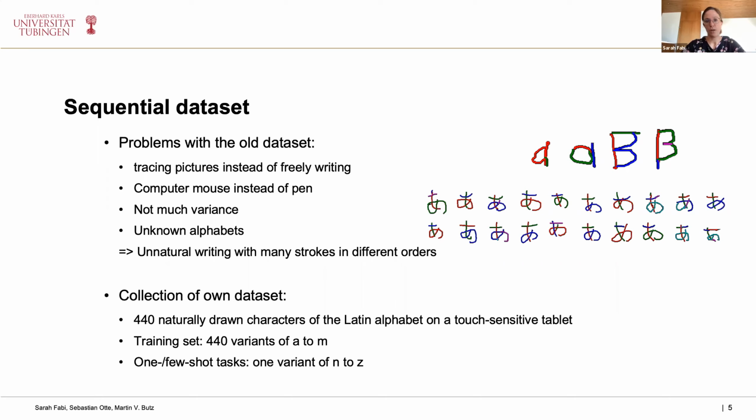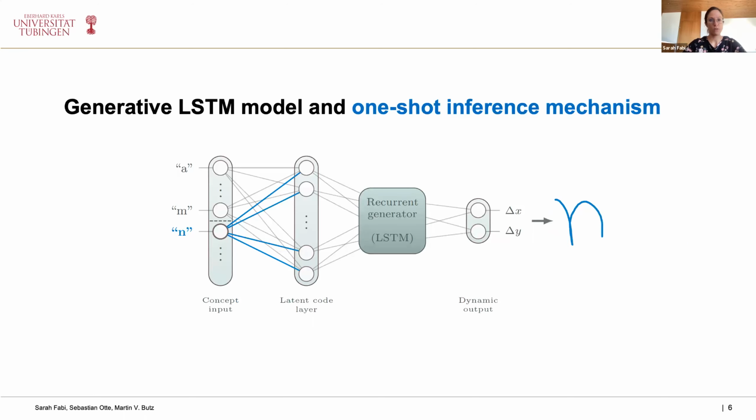And then we did the training on these 440 variants, but only on the first half of the Latin alphabet, and the second half of the Latin alphabet was then used for those one- and few-shot tasks of the Omniglot challenge. And how did we do this? So our model was a very simple LSTM model.